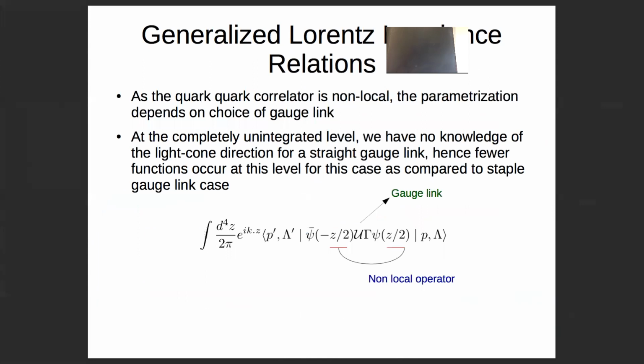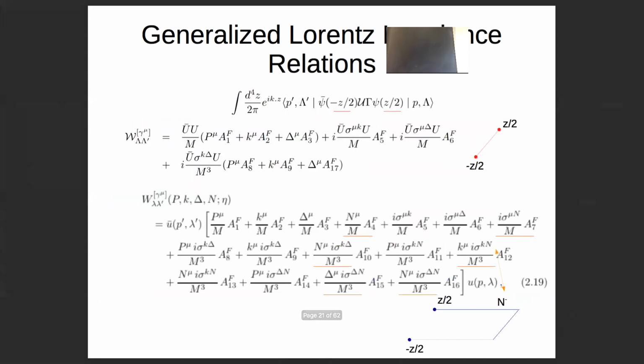Okay, so just a small aside. This is a non-local operator, so the gauge length is very important. And so if we connect the two quark fields that we have by just a straight line and not worrying about a staple, then at this level, when there is no integration over K minus, this has no idea what the light cone is. There is no way for this thing to know what is the z direction. So the only momentum degrees of freedom that enter are delta and K and P.